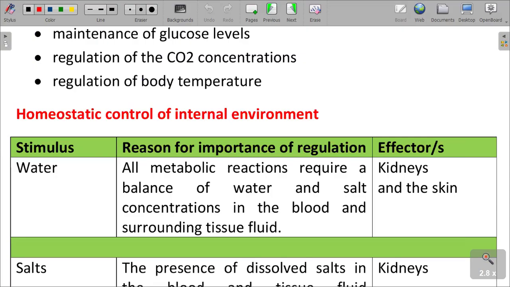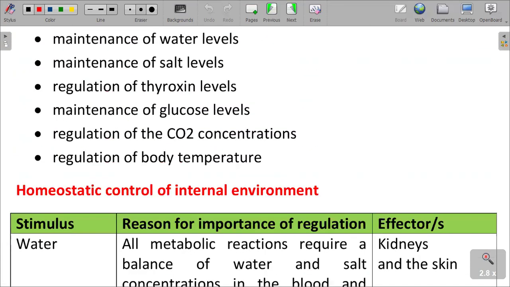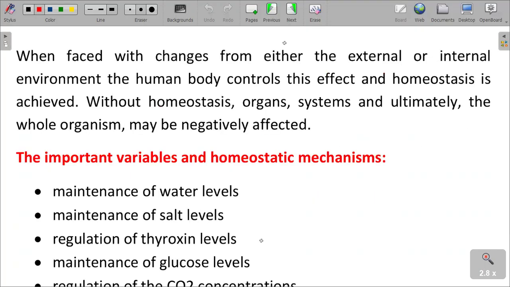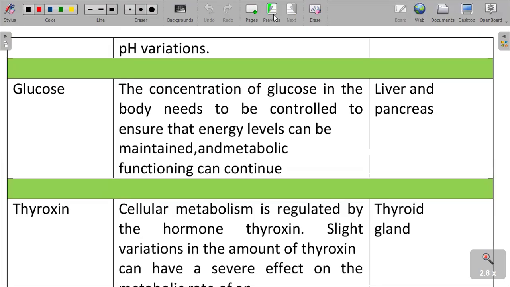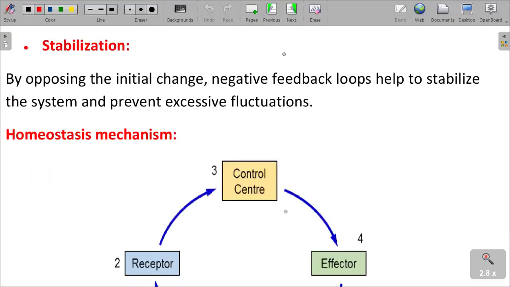We are also going to look at the homeostatic control of the internal environment, identifying the stimulus as well as the reasons for the importance of regulation, and also the target organs or the effectors that are responsible for that stimulus, and so forth. So as you can see, we are going to talk about water, salt, carbon dioxide, those items that we identified above as homeostatic mechanisms. We are going to discuss them now in this presentation, so that when we go to final exams by end of semester, it will be well done.